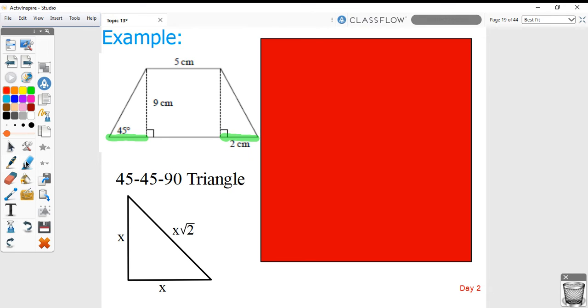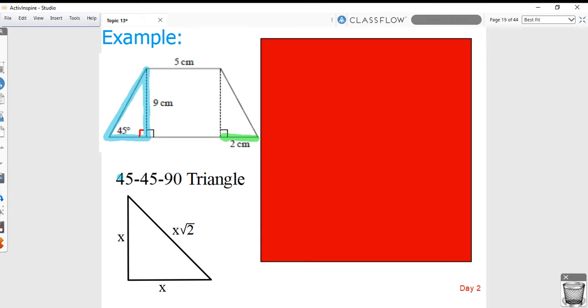Okay, what I want to draw your attention to right now is this triangle. I want to draw your attention to that part of it right there. That is what we call a 45, 45, 90 triangle. We know that's the case because this is a right angle, this is 45, and since every triangle always adds up to 180, this one up here has to also be 45.